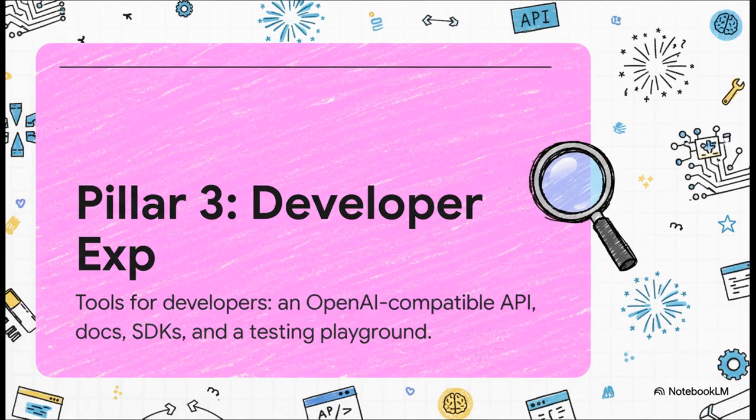And that brings us to pillar number three, the developer experience. Because let's be real, the fastest engine in the world is useless if it's impossible to use. Fireworks nails this. They give you an API that's compatible with OpenAI's, which is a huge deal. It means you can often switch your existing code over with just one line. Add in great documentation, SDKs, and a testing playground, and it's just a dream to work with.